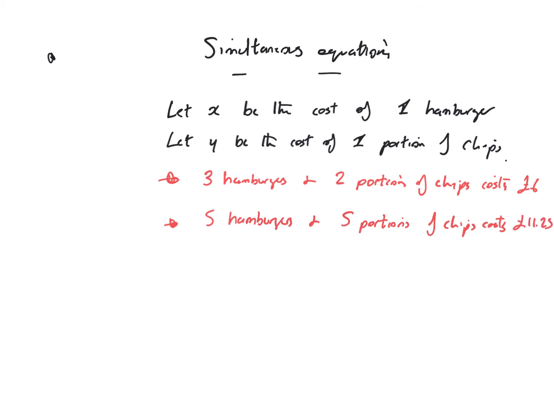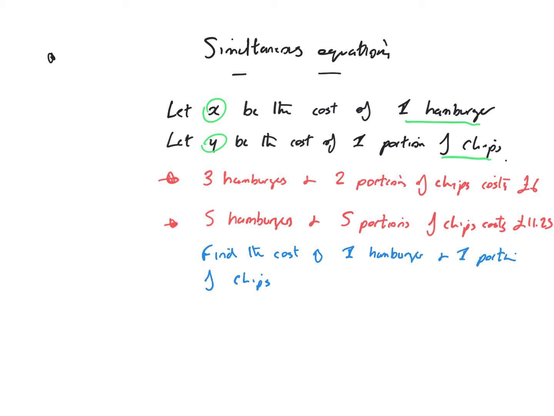Okay, so the task for the question then is find the cost of one hamburger and 1 portion of chips. Okay, so we know that we have to let x be the cost of 1 hamburger and y be the cost of 1 portion of chips.